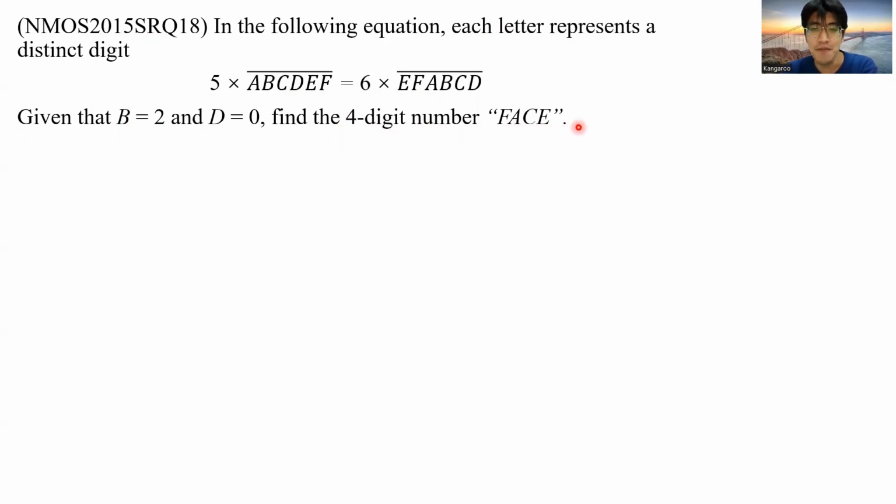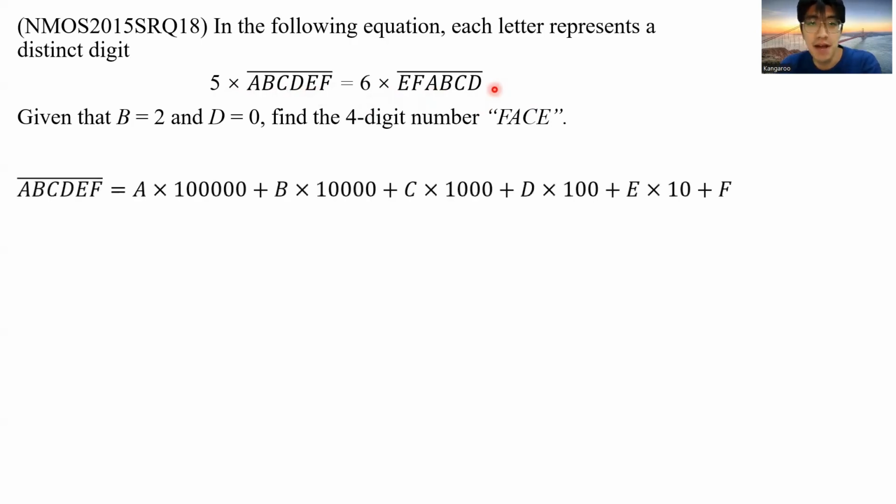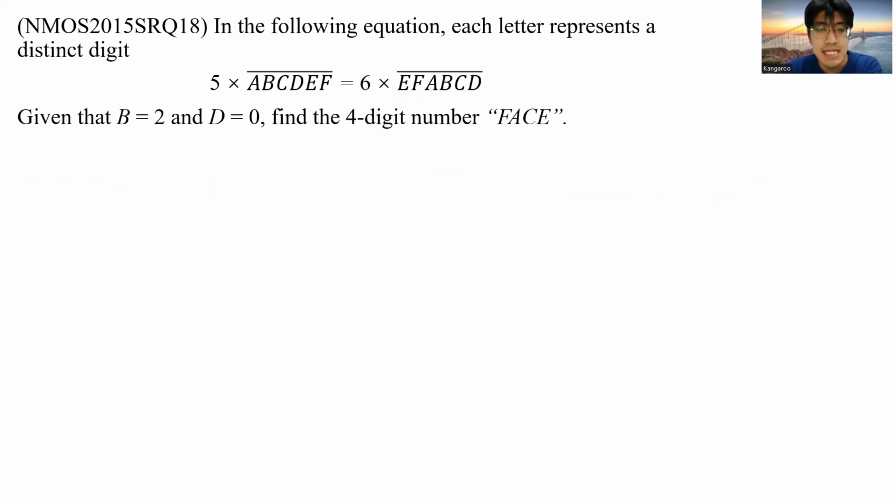Well, for this type of question, naturally, we would like to express ABCDEF and EFABCD using the place values that we have learned during our lesson. But in this case, there are so many letters from A to F, 6 letters, so we will get 6 terms. That's way more complicated than necessary. So instead, let us spend more time and investigate this equation more carefully.